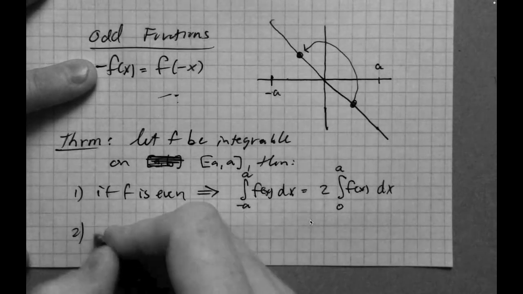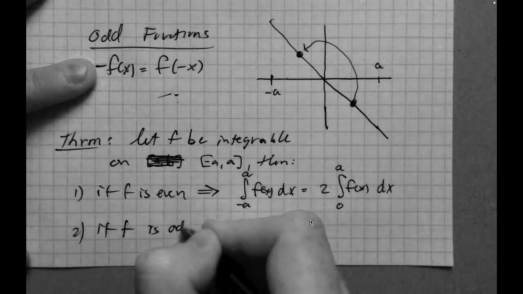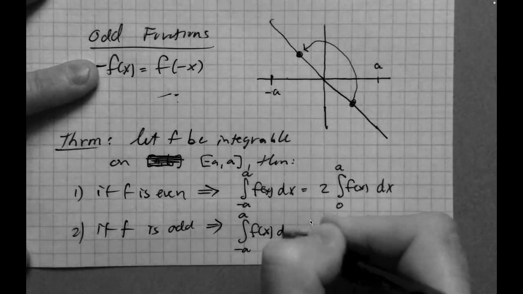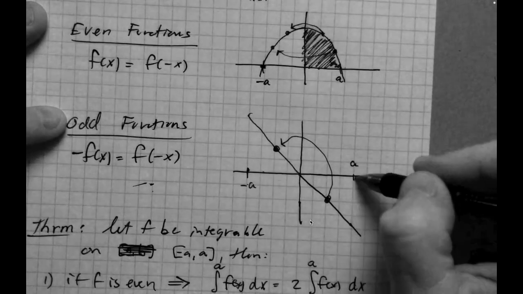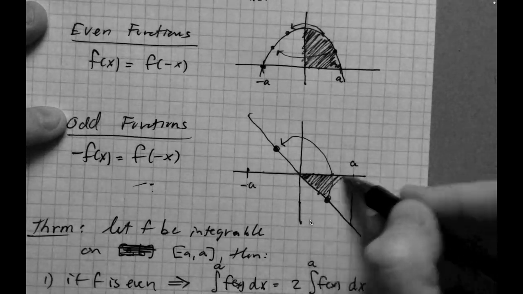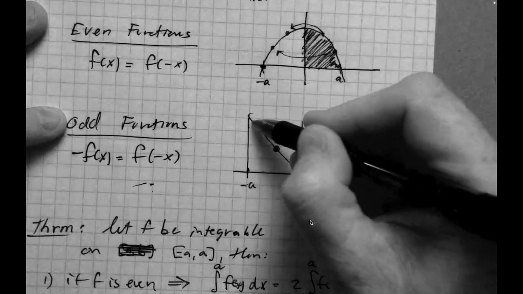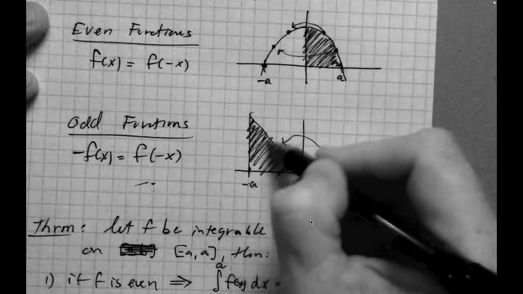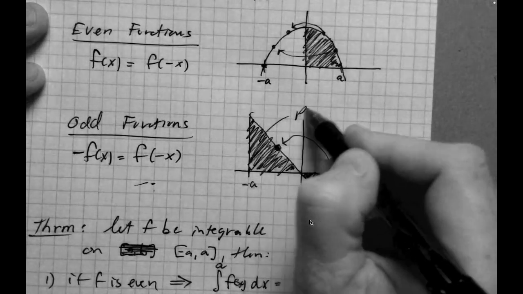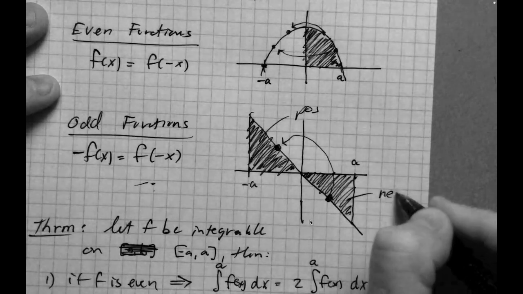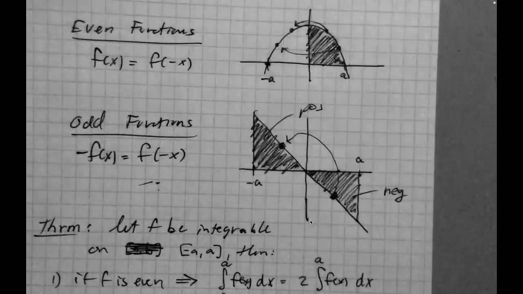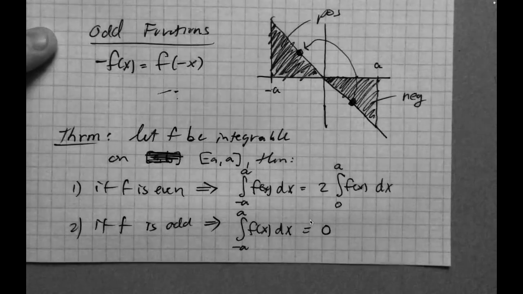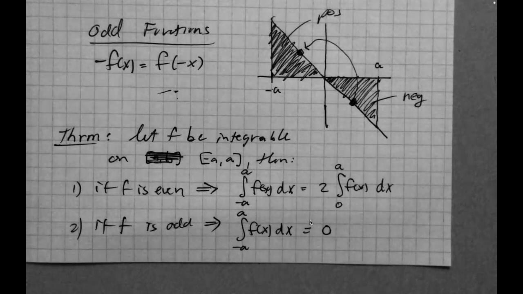What happens for odd functions? If f is odd, what do you think? The integral from negative a to a of f of x dx. Think about what's going to happen here. You'll have this part here, that's 0 to a, and this part here, that's negative a up to 0. They're going to be the same in terms of the absolute value of their area, but this is positive, and this is negative, right? So they offset each other perfectly, and so that integral will be 0 every time.